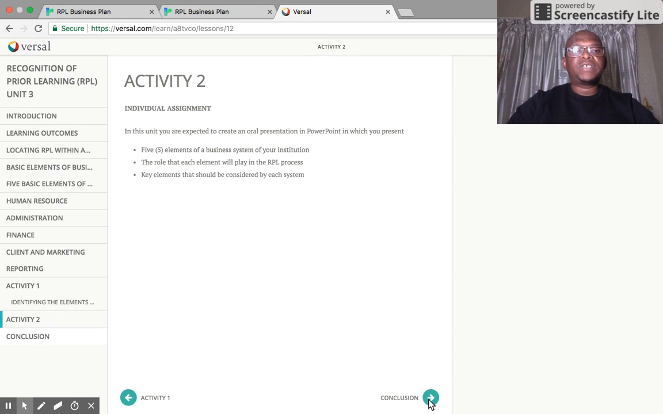And then for activity two, it's an individual assignment wherein individuals are expected to create an oral presentation in PowerPoint in which they present the five elements of business system, define the role of each element within the RPL process, and identify key elements which should be considered by each system.